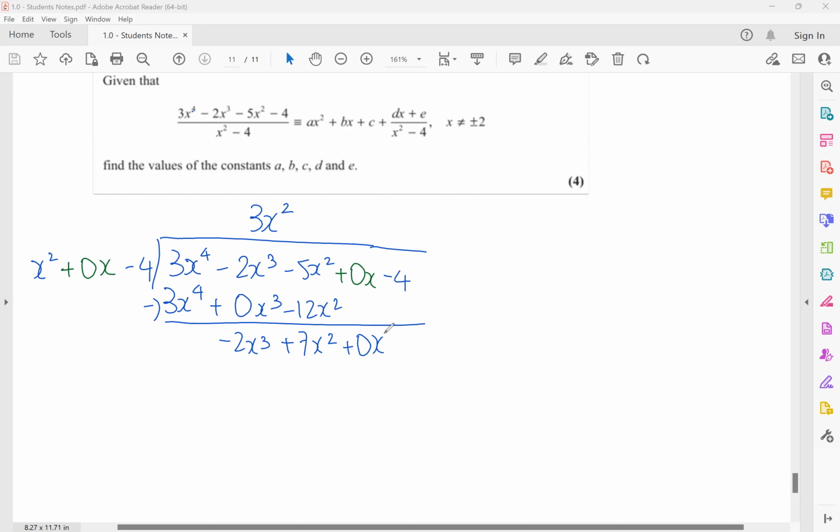Bring the next term down, 7x squared, and you multiply by minus 2x. Minus 2x times x squared is minus 2x cubed. Minus 2x times 0x is 0x squared. Minus 2x times minus 4 is positive 8x. Do subtraction, that's gone. 7x squared, 0 minus 8 is minus 8x. Bring the last term down, minus 4.